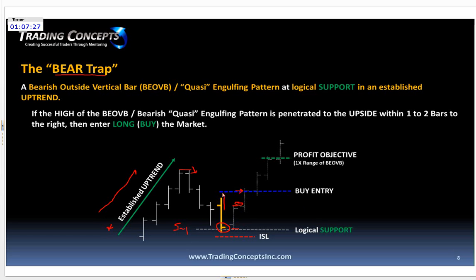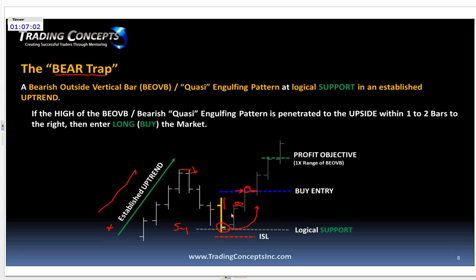But if the market is able to reverse and trade up through the high of that bearish engulfing pattern, this is my entry right here. That is a great trade. It's the same premise as the outside vertical bar, the engulfing pattern. It's just the opposite. You're still looking to go long if the market takes out that high. The only difference here is it's not bullish, it's an actual bearish engulfing pattern.